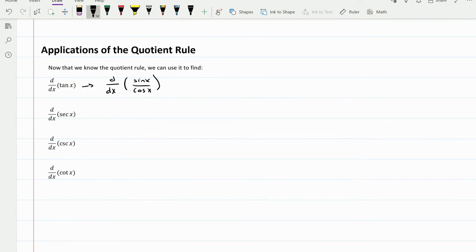Great. So we should have gotten sine squared of x plus cosine squared of x all over cosine squared of x. And I see another Pythagorean identity, so we can simplify.